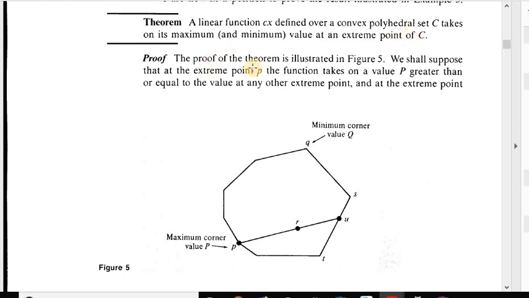All right. So the proof of the theorem is illustrated in figure 5. Here's your convex polyhedral region. And suppose the value of the function is largest at this extreme point here. Now, how would you find the extreme point at which the value of the function is largest? Well, you just go around all the extreme points, evaluate the function, and take the biggest one. So suppose the extreme point with the largest value is here at P.